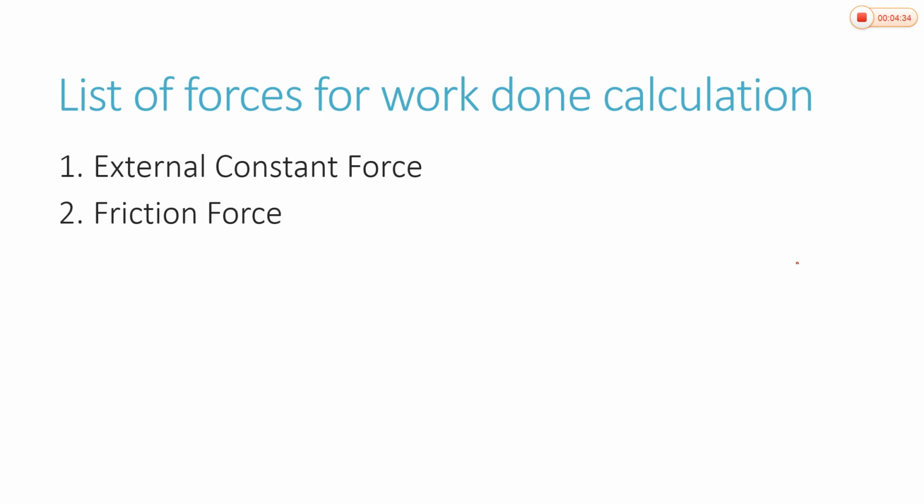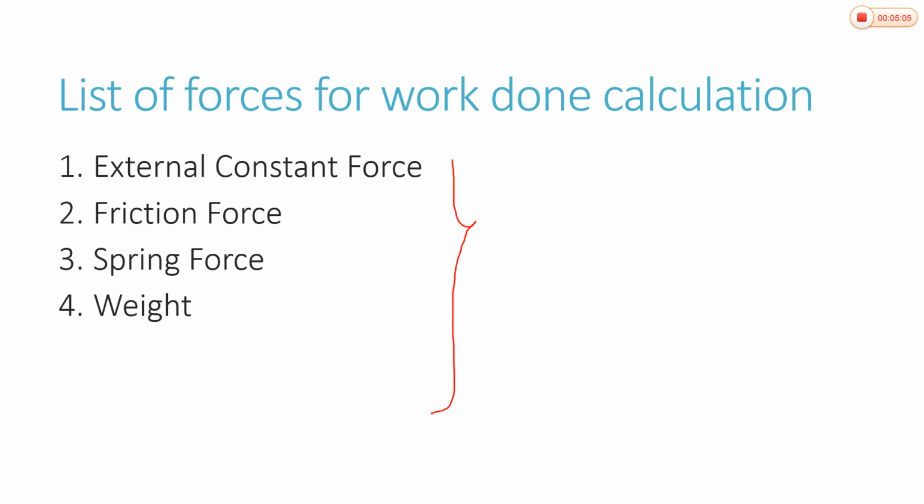Second, we have the frictional force. We need to find out the work done of the frictional force. Third is the spring force. We are going to find out the work done of the spring force. And fourth one is the weight. Weight is also one of the forces, that is the force due to gravity of the earth, which always acts in a downward direction. So from the exam point of view, we must know the work done of these 4 forces.